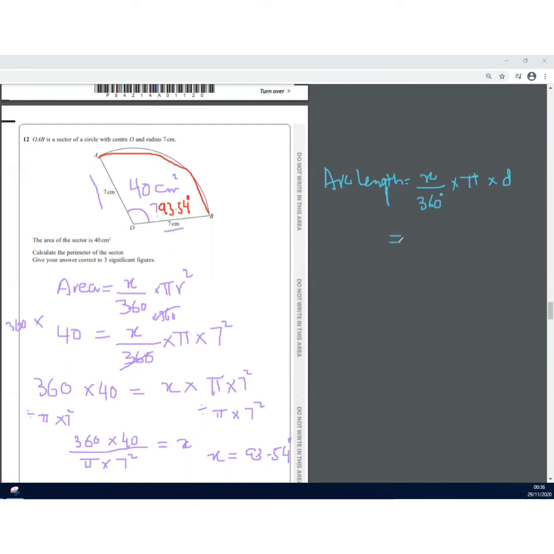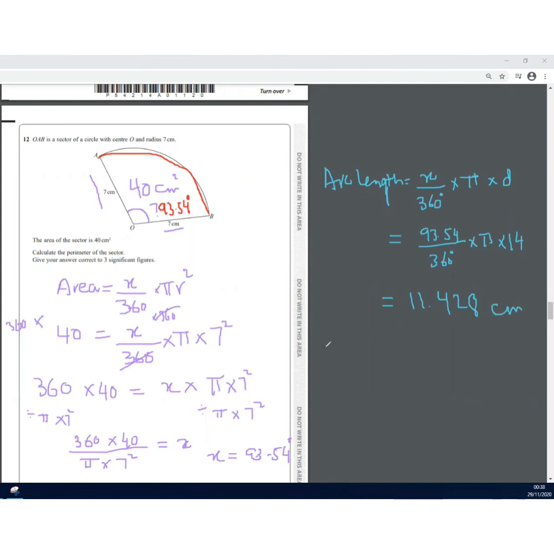So if I just put the values in, which is 93.54 divided by 360 degrees times pi, and because the radius is 7, the diameter must be 14, because diameter is double the radius. So if I substitute in all values in the calculator, let's see what we get. So I got 11.428 centimeters as the arc length of this sector.